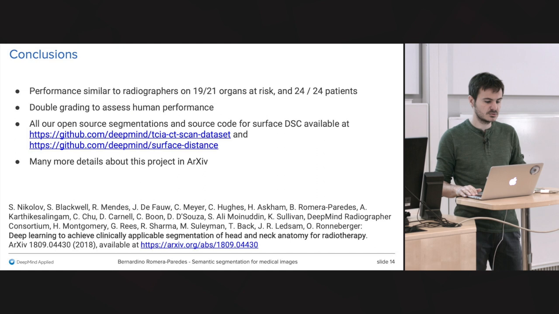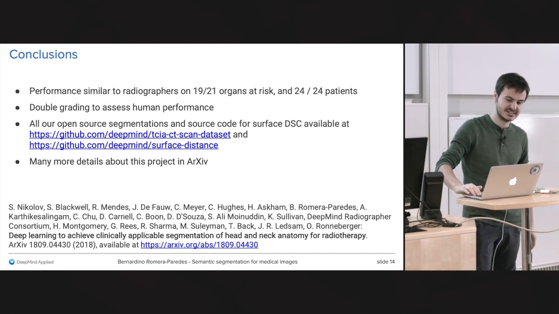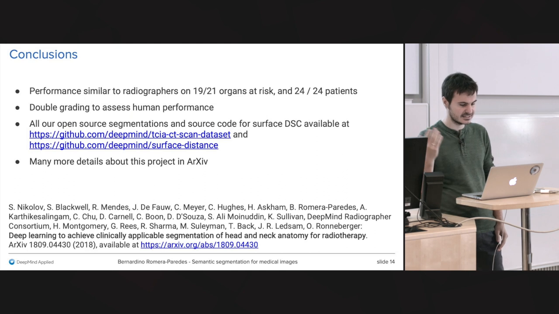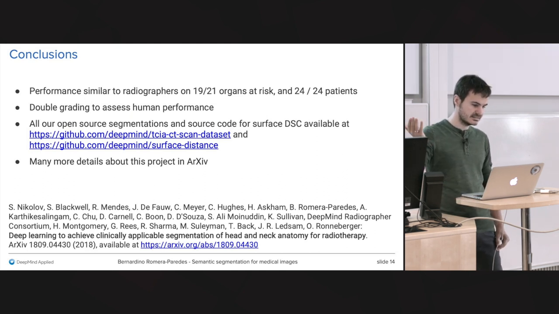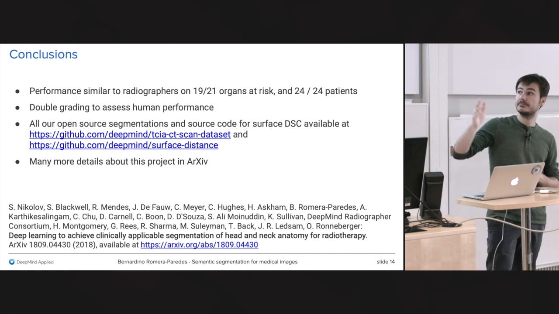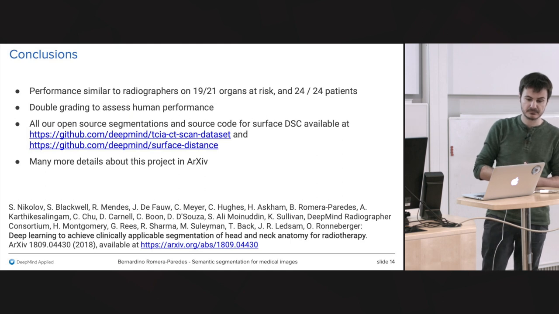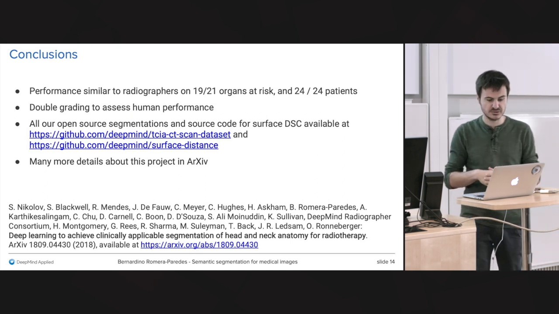So far we have been able to achieve similar performance to radiographers in 19 out of 21 organs and in all patients in the test set. We have this double grading to assess the human performance, this way to get the ground truth. And then we have also made public the open source segmentations of the test set that we are using.